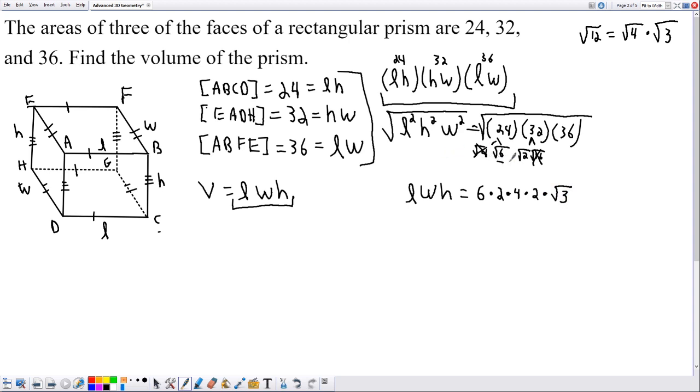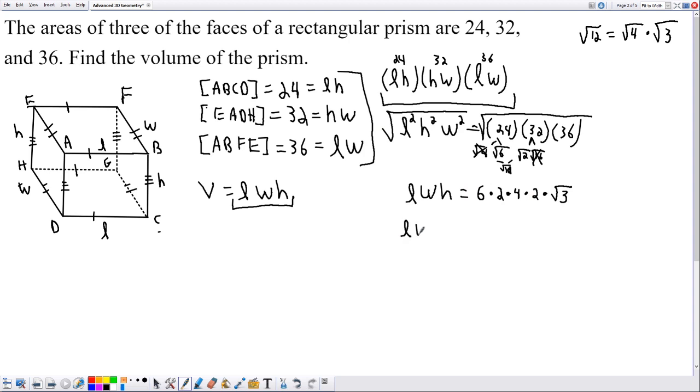Hopefully that was enough to follow along with. I know the square root stuff can be tricky. Just keep your wits about you and find those perfect squares so that they can reduce the whole numbers. And now we just have to multiply all this out.